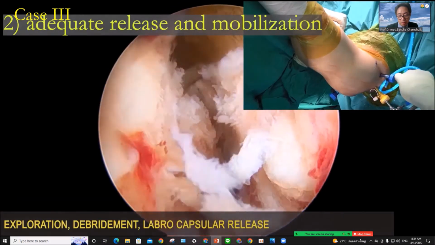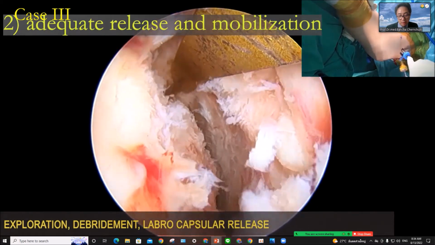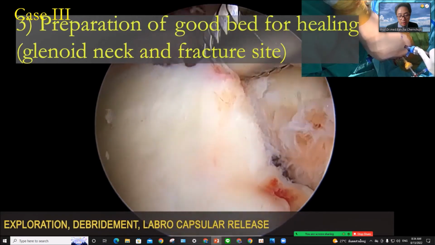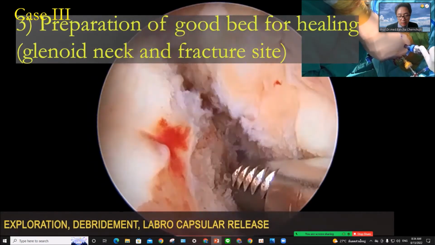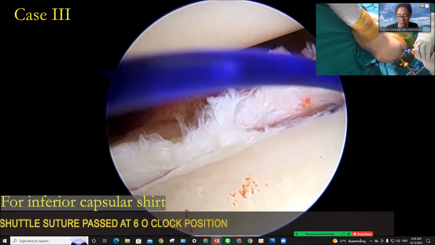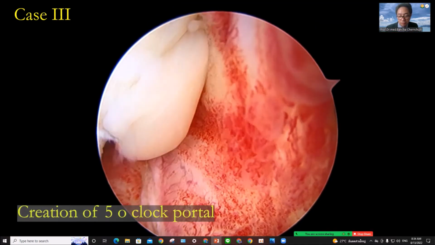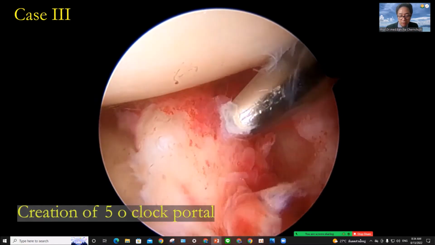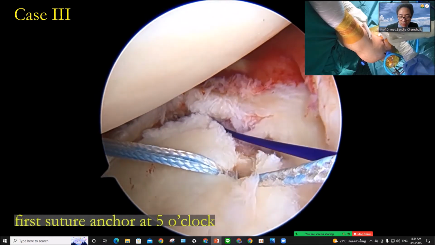So first you need to detach this fragment, really big piece, right? I think this is the very important step. You need to mobilize until you see the glenoid neck. Otherwise, you cannot pass your suture around the fragment. I always start from the back. Okay, and then using this 5 o'clock portal. For the 5 o'clock, I just use the half pipe using dilator.